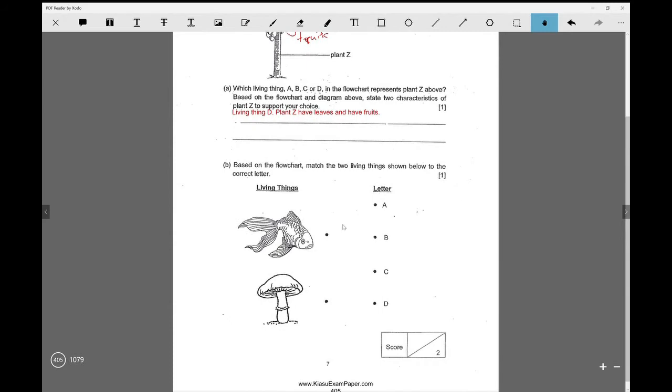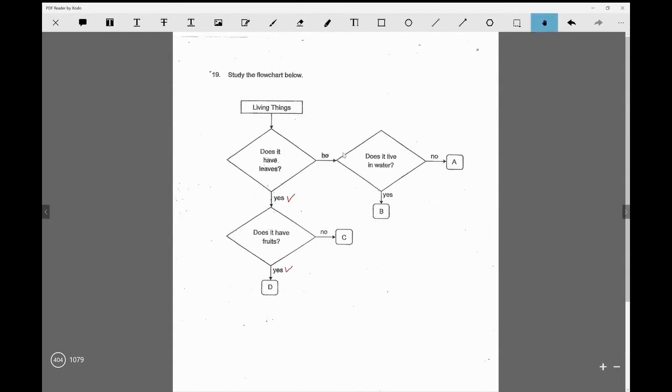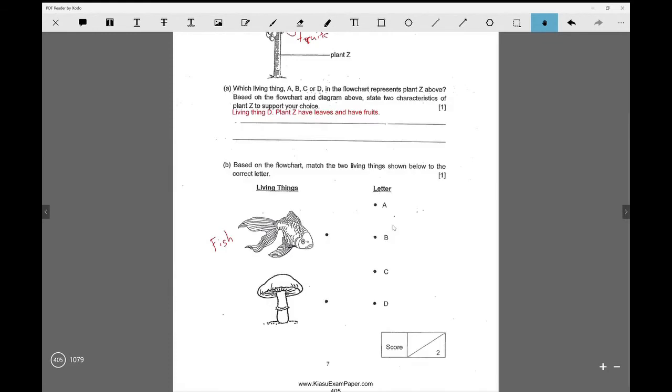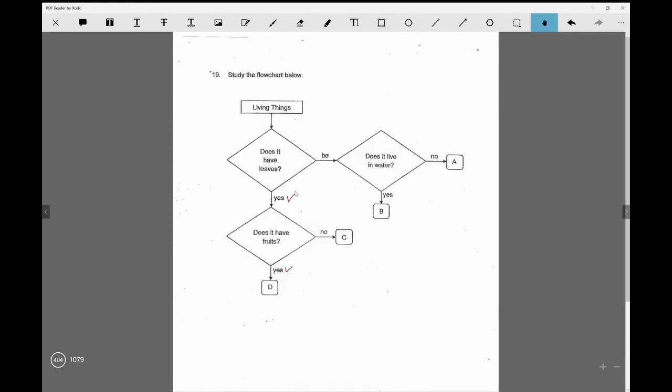So this one is a fish. Does fish have leaves? No. Fish is not a plant, so no leaves. Does fish live in water? Yes. So this is B, so use a ruler and match it with B. Then this is a fungi. Mushroom is a fungi. Fungi are not plants, remember that. So fungi don't have leaves. Fungi don't live in water, so it's A.